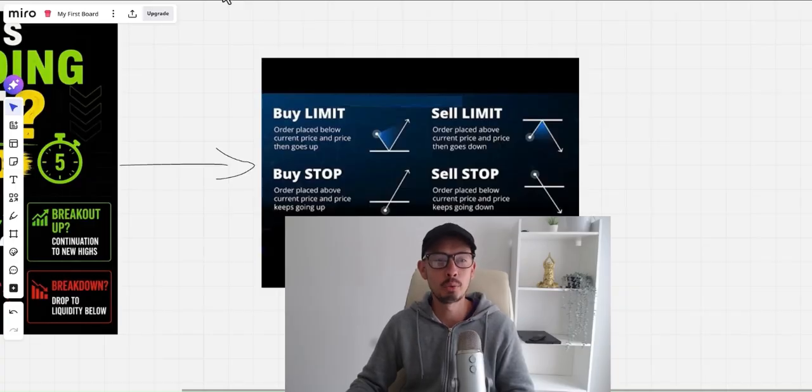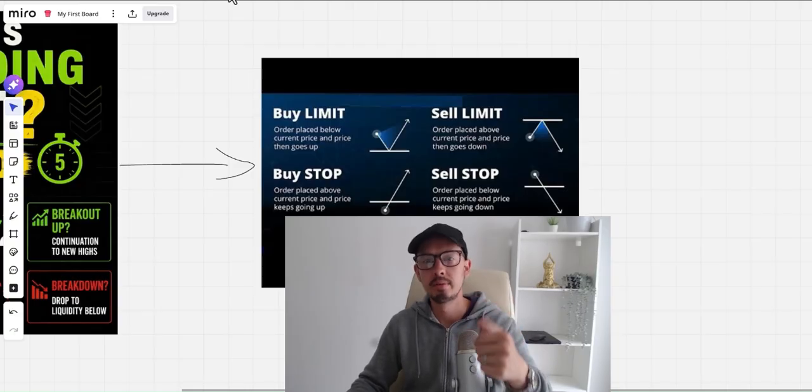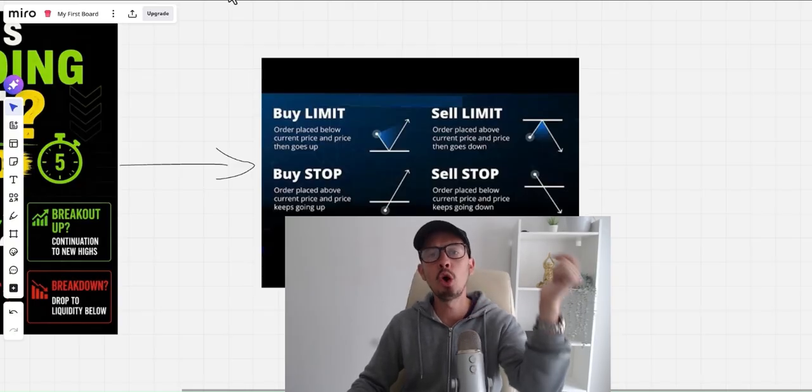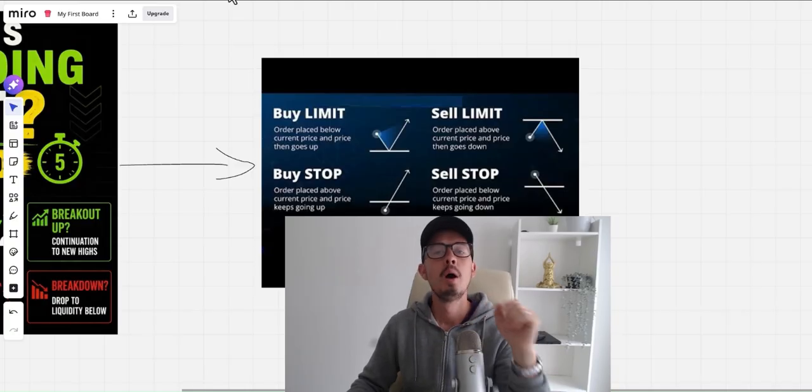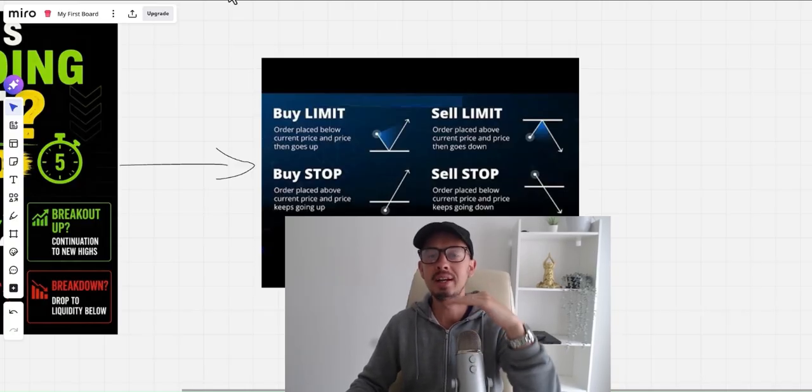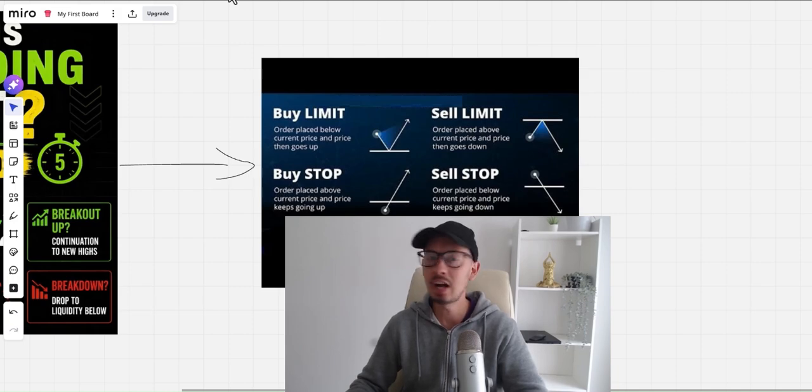Okay, the last one, sell stop. Of course, the sell stop is the opposite of the buy stop order. A sell stop order is placed below the current market price, and you are basically telling this: I want to sell, I want to go short, I want to place a sell order, but only if price breaks below this particular level and keeps falling down. Again, you use this for breakout trading only.